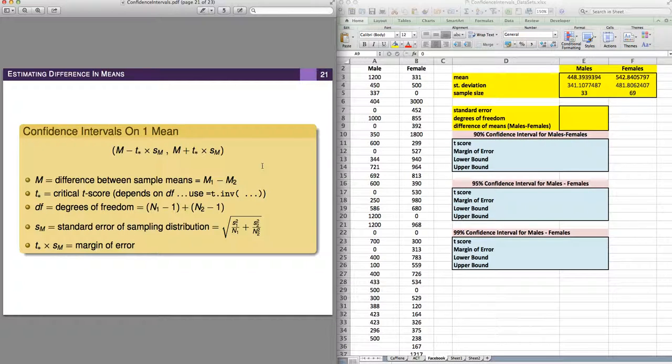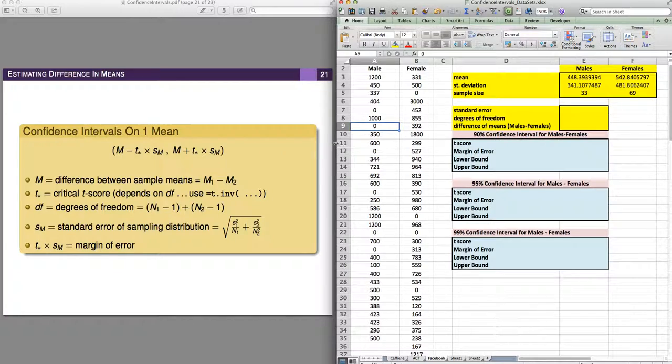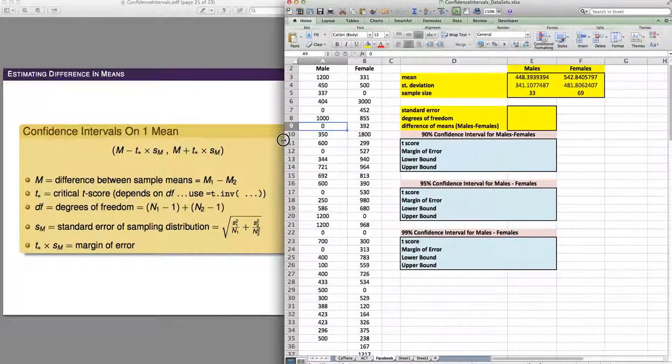So when you're dealing with the difference of means, it's the same type of confidence interval. This is actually a typo here. This should be difference. This time, we're actually going to take the difference of the means in order to make our estimate. The critical value comes the same, and the degrees of freedom comes with a slightly more complicated formula. So let's start building this guy in Excel.